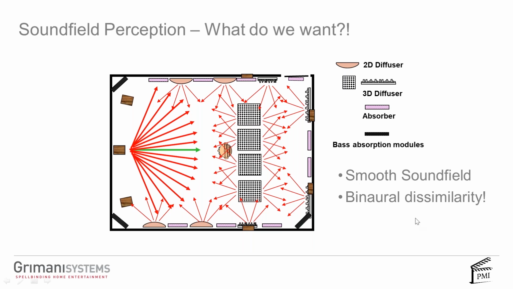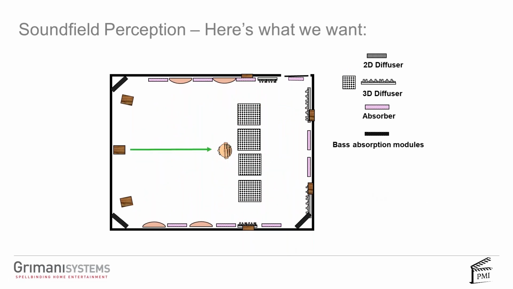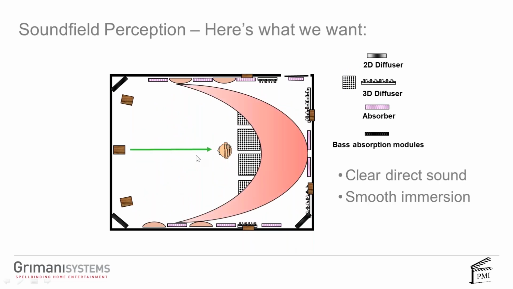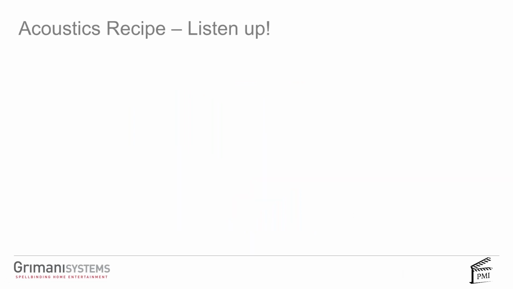So we want a smooth sound field. We also want, and I'm going to talk about this a little bit later, some binaural dissimilarity, low interaural cross-correlation. So not only do we want fewer sound reflections, but we want the sound reflections from the right wall to be somewhat different from the sound reflections from the left wall. If you do all this, you'll end up with this perceived character, which is a direct sound and the room immersing us in a wonderful sound field, a nice crescent of energy, a nice buttery croissant of sound energy. So here's the acoustic recipe.